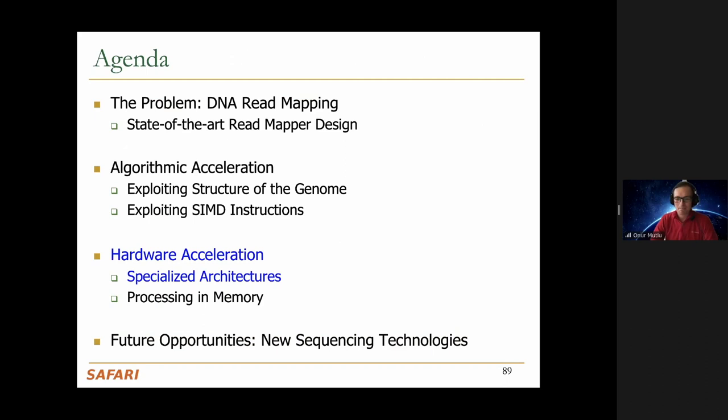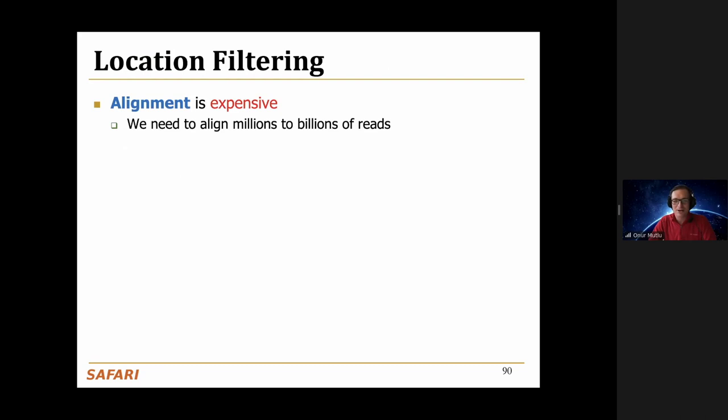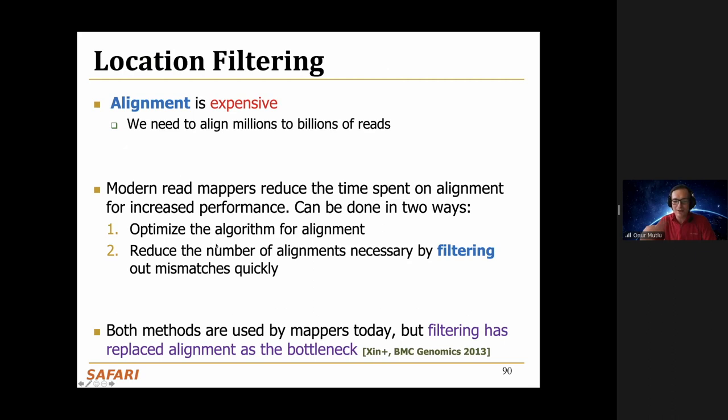Okay, so this was what I consider algorithmic acceleration in a sense. What we're going to cover next is hardware acceleration, but this doesn't mean that algorithms are not going to change also, because it's really going to be algorithm-architecture co-design in many of these cases. I think I've already covered this actually. Essentially, there are two ways to improve the performance of the mappers: improving the performance of filtering, and optimizing and accelerating the alignment also. Both methods are used by mappers today, but filtering has replaced alignment as the bottleneck. And now we're going to try to improve filtering.